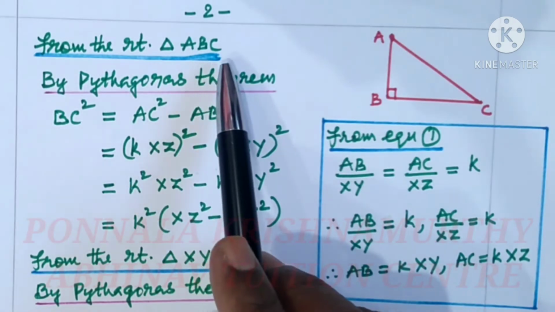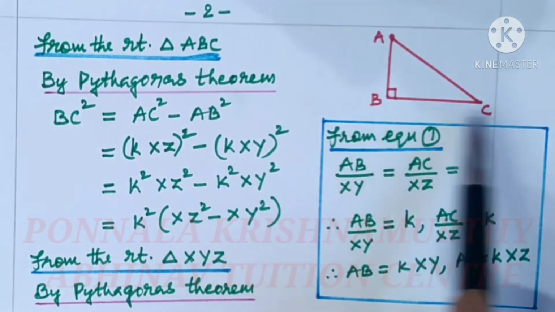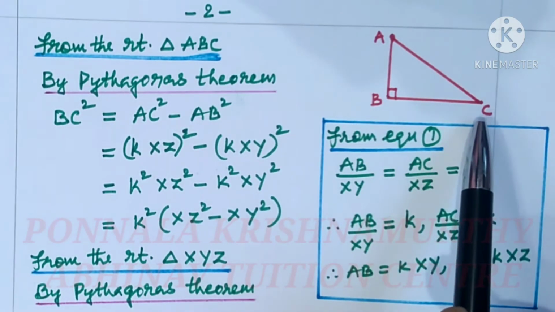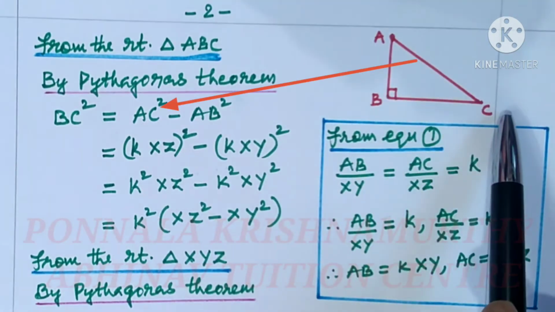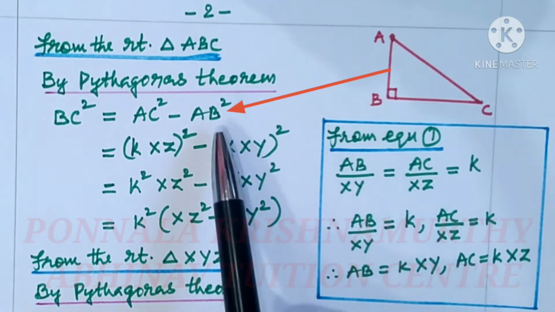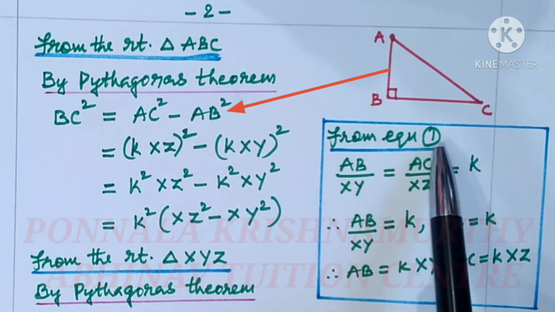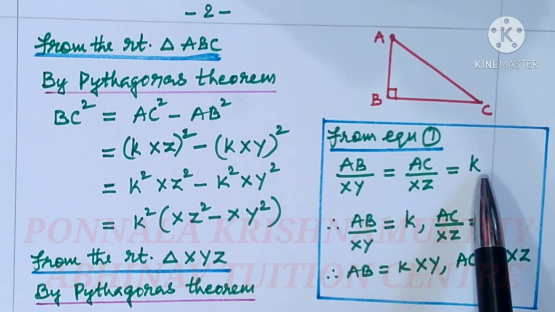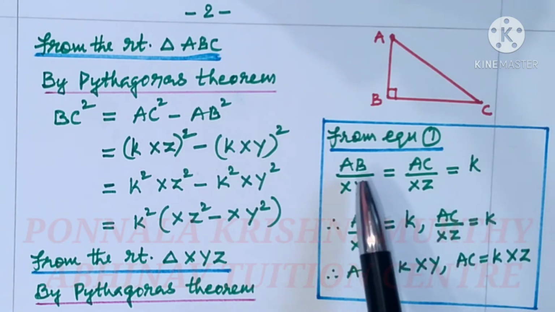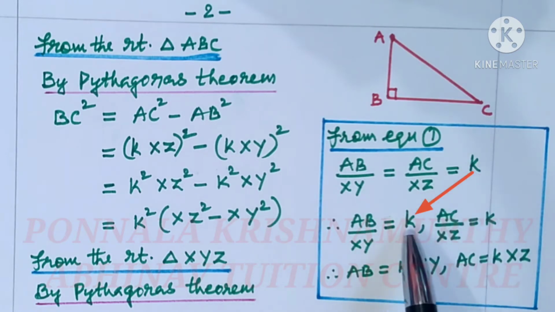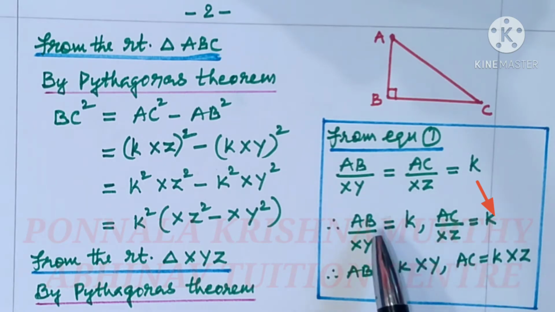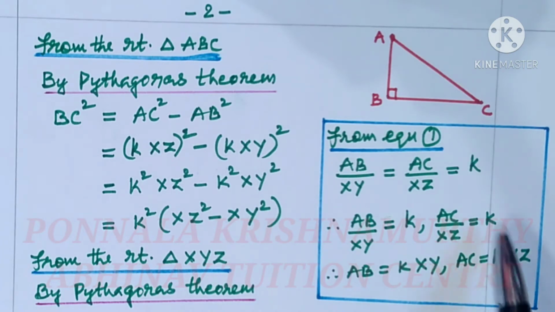From the right triangle ABC, here we have, by Pythagoras theorem, BC square is equal to AC square minus AB square. From equation 1, AB by XY is equal to AC by XZ is equal to K. AB by XY is also equal to K and AC by XZ is also equal to K. Then AB is equal to K XY and AC is equal to K XZ.